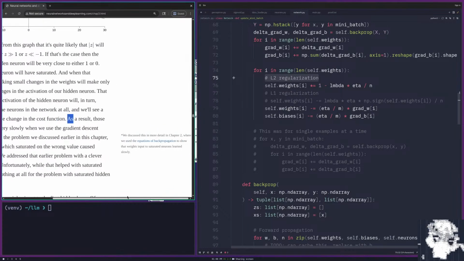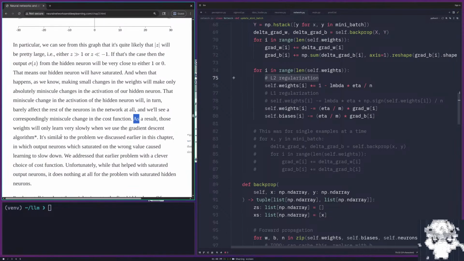Footnote: we discussed this in more detail in Chapter 2. It's similar to the problem we discussed earlier in this chapter, in which output neurons which saturated on the wrong value caused learning to slow down. We addressed that earlier problem with a clever choice of cost function. Unfortunately, while that helped with saturated output neurons, it does nothing at all for the problem with saturated hidden neurons.